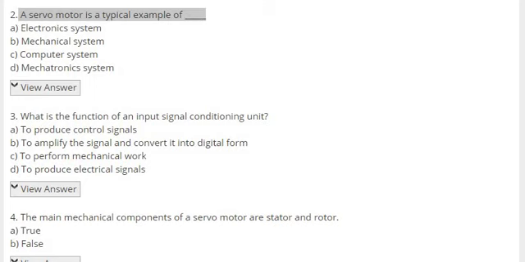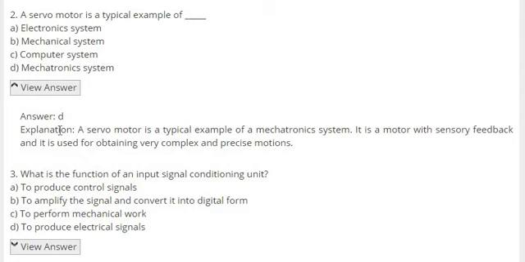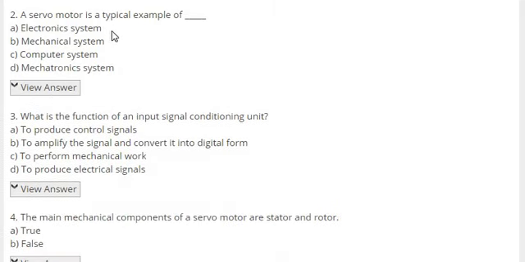Question 2. The servo motor is a typical example of, there are four options: electronic systems, mechanical systems, computer systems and mechatronic systems. So now we'll see the answer here. D, that means mechatronics. The servo motor is a typical example of a mechatronic system. It is a motor with sensory feedback and it is used for operating very complex and precise operations. Now the answer of this is D.